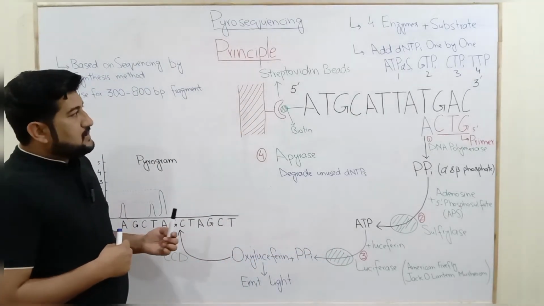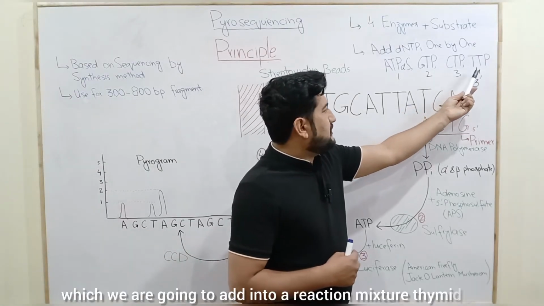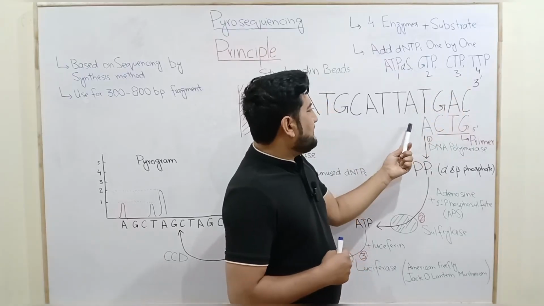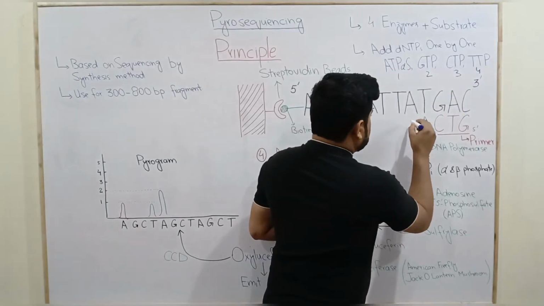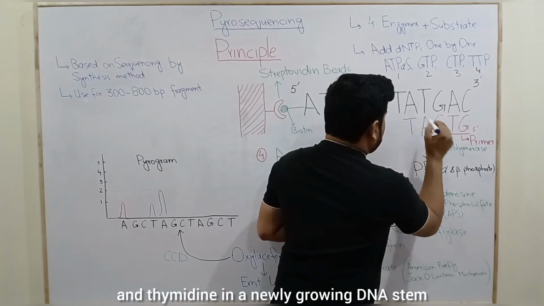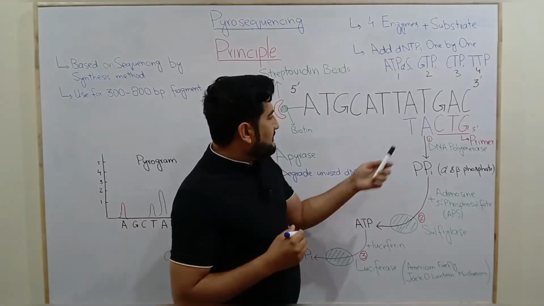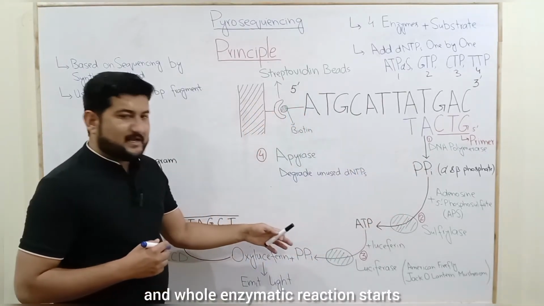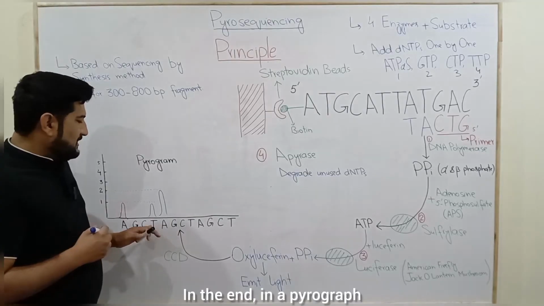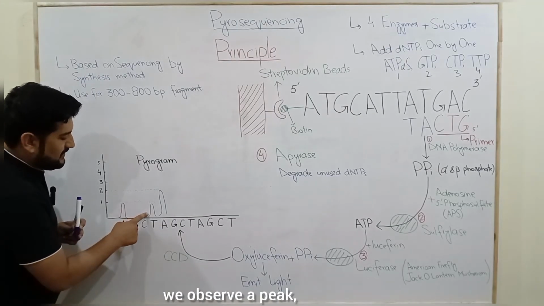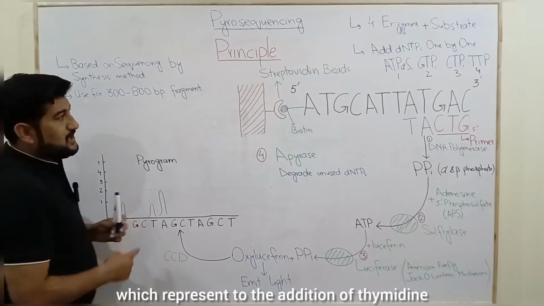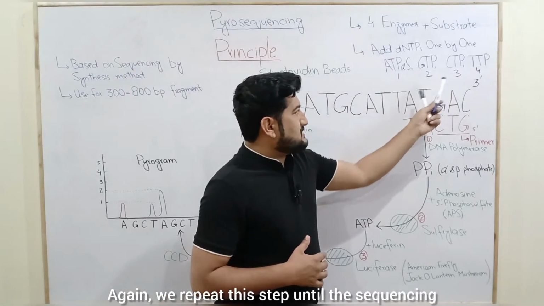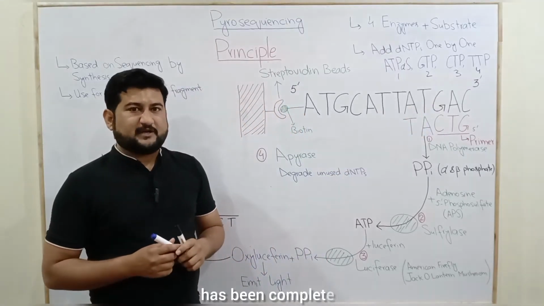Cytosine is blank. The next nucleotide which we add into the reaction mixture is thymidine. Thymidine is complementary to adenine, so DNA polymerase adds thymidine to the newly growing DNA strand. When thymidine is added by DNA polymerase, again pyrophosphate is released and the whole enzymatic reaction starts. In the end, in the pyrogram, we observe a single peak, which represents the addition of thymidine. Again, we repeat this step until the sequencing has been completed.